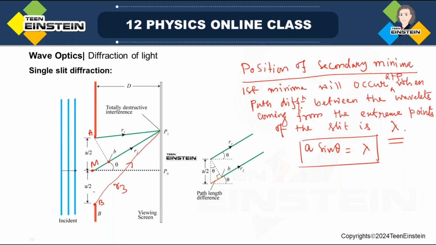Between A and M, the slit width is a by 2. If I put it here, a by 2 sine theta is equal to lambda by 2. Then a sine theta is lambda. That means this path difference must be lambda by 2, right? I'll clear you again.